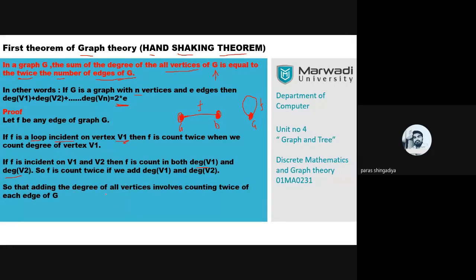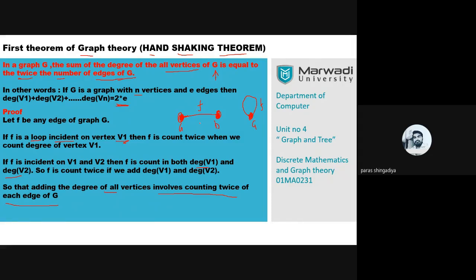Adding the degree of all vertices involves counting each edge of G twice. Clear? When we count the degree of all vertices, every edge will be counted 2 times for the degree. Why is it counted 2 times? Because if it is a loop, a loop is always counted 2 times for the degree at that particular vertex.